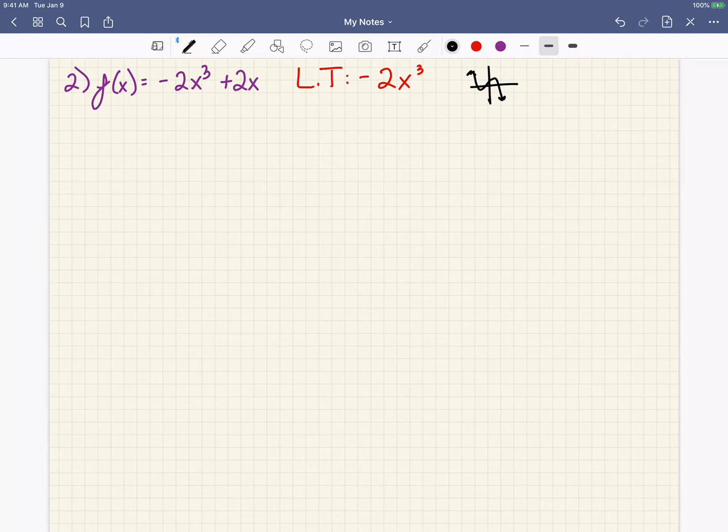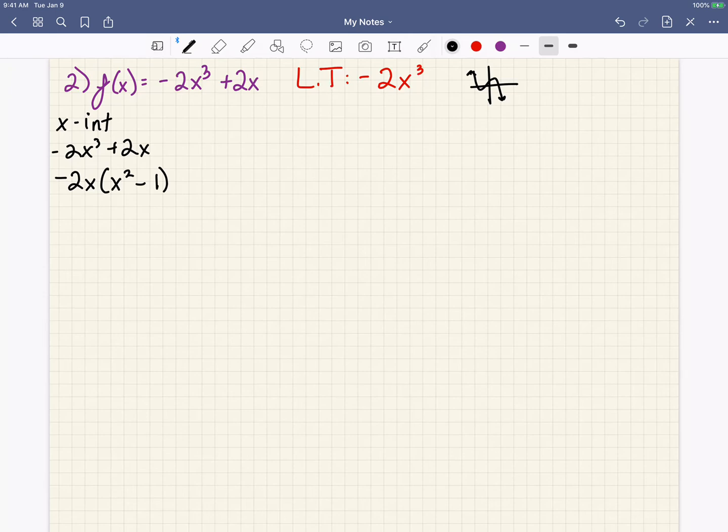So now we can go ahead and get started on our x-intercepts. Remember, that's just factoring. So I have negative 2x cubed plus 2x. I'm going to factor out a negative 2x. That's going to make things a little easier. That leaves me with x squared minus 1.